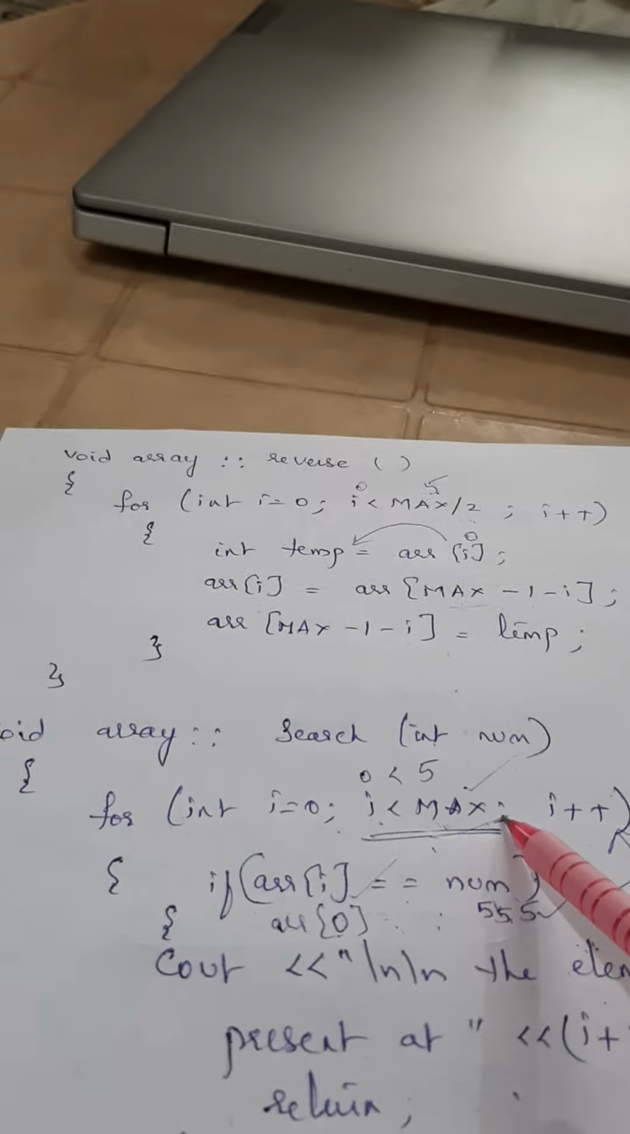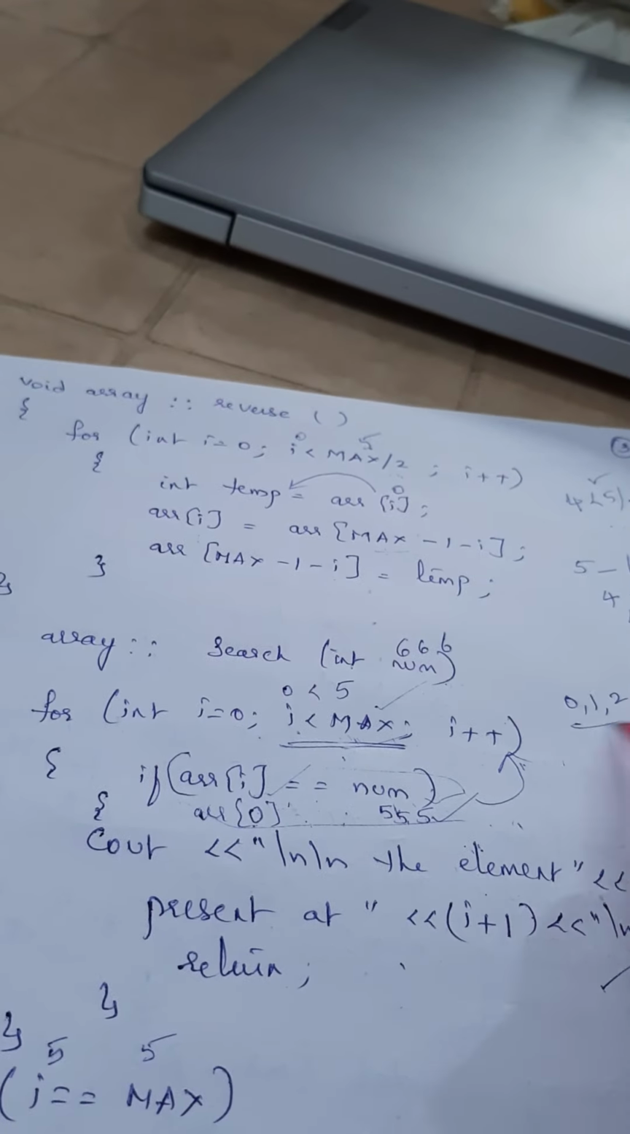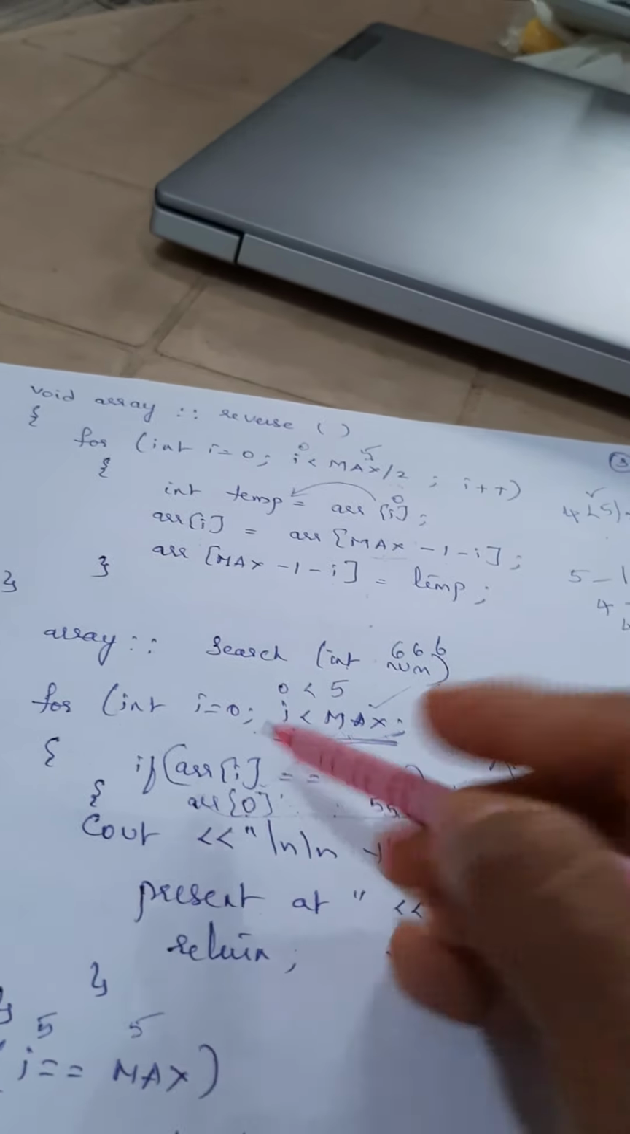Now, int 666. Now, what is the number here? Int i is equal to 0, i less than max, i plus plus. So the i value will go on changing from 0, 1, 2, 3 and 4. The array values also change from 0, 1, 2, 3, 4. But you can't find this particular number, because 666 does not exist in any of the locations of the array. So you will enter into this particular if statement.